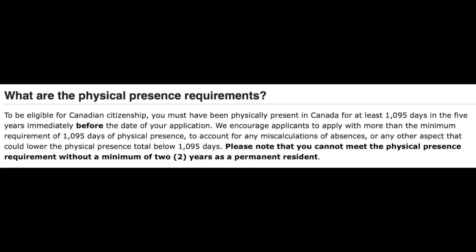What are the physical presence requirements? To be eligible for Canadian citizenship, you must have been physically present in Canada for at least 1,095 days in the 5 years immediately before the date of your application. Applicants are encouraged to apply with more than the minimum requirement of 1,095 days of physical presence to account for any miscalculations of absences or any other aspect that could lower the physical presence total below 1,095 days. Please note that you cannot meet the physical presence requirement without a minimum of 2 years as a permanent resident.